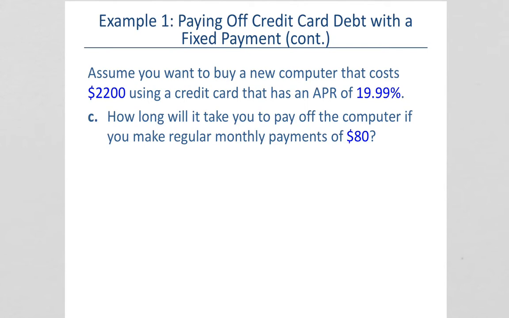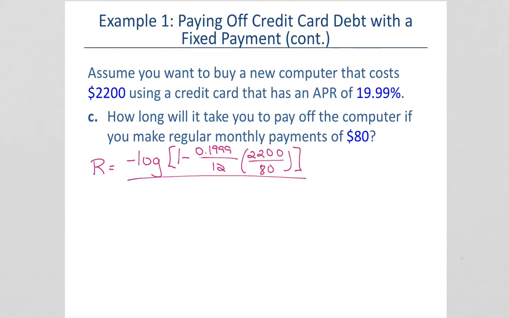How long will it take you to pay off the computer if you make regular monthly payments of $80? We'll use the same formula with a lot of the same information, except for PMT will be 80. Now I'll go ahead and tell you, because we've already worked this out, it'll be 37 months, or 3 years and 1 month.